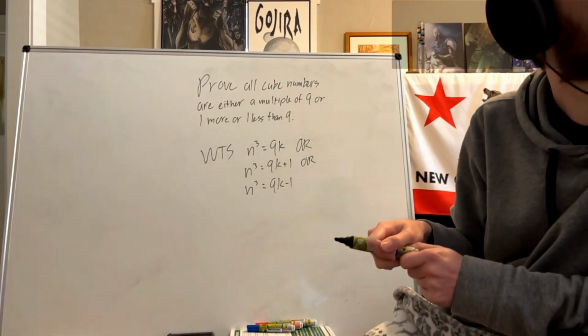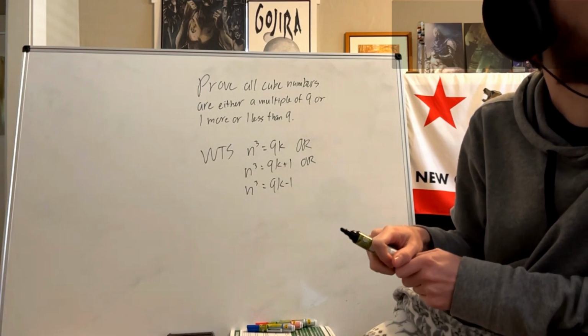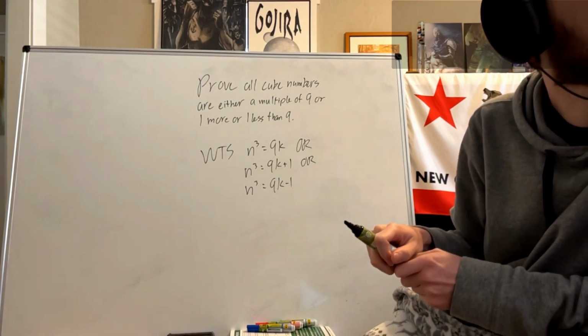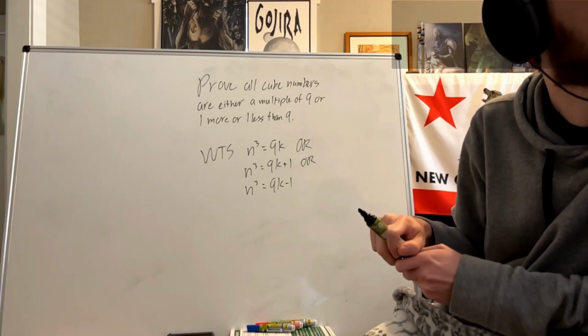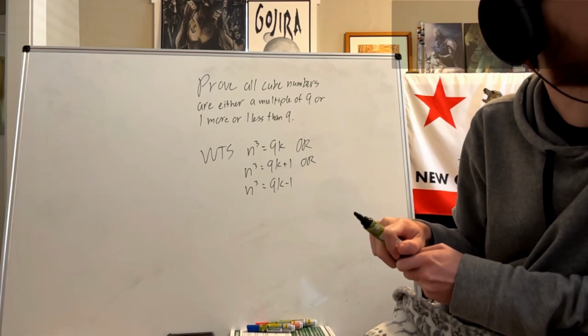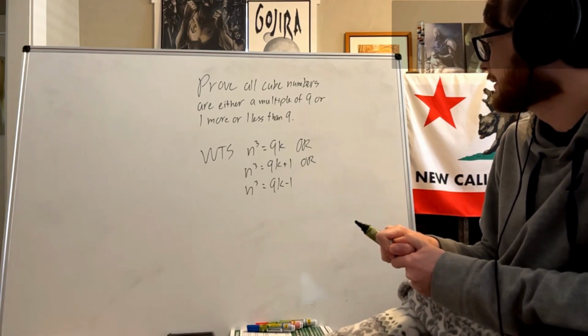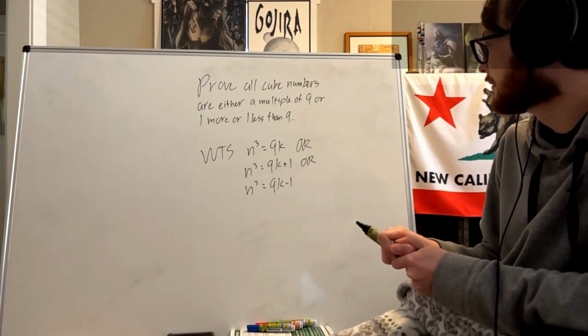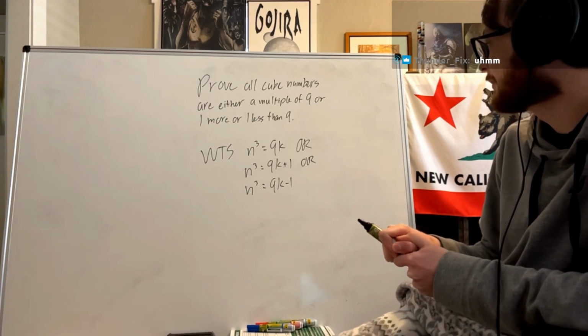N cubed mod 9. Oh, it might be a modulus thing. I don't know modulus arithmetic though. That's a good call though. Oh man, you're probably right, Jeff.